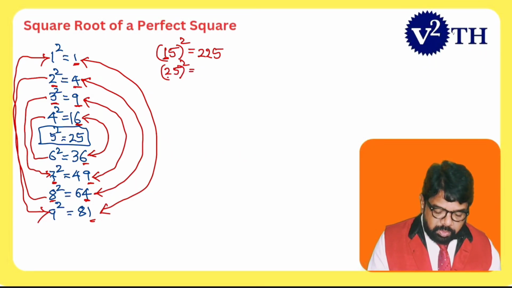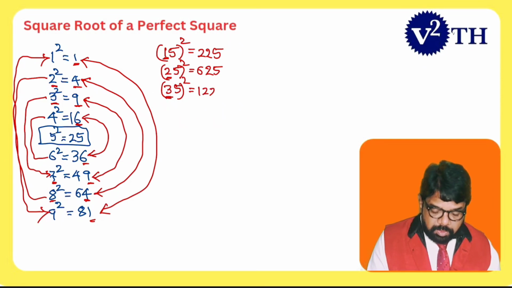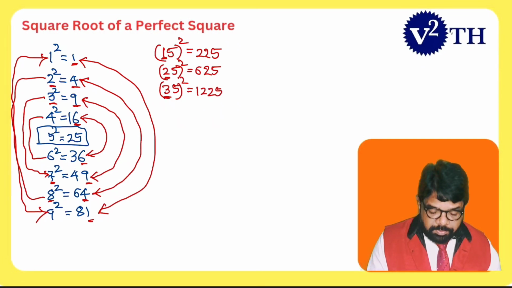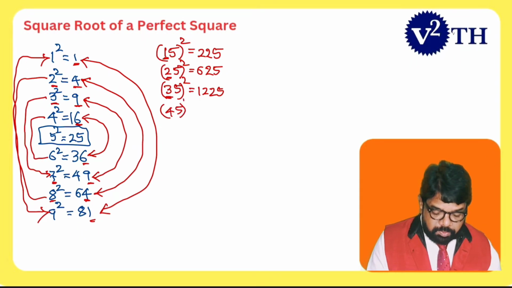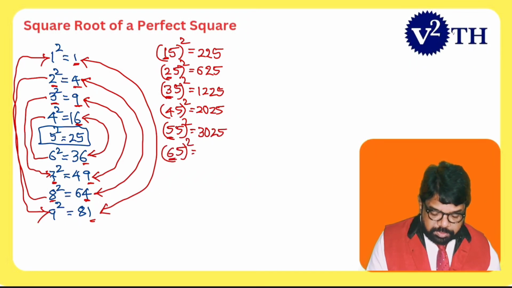Now similarly, 25 square. Here 2 is there, the next number is 3. 2 into 3 is 6. 625 it is. Similarly 35 square. Now 3 is there, 3 into 4 is 12. 1225 it is. Now similarly 45 square. 4 is there, 4 into 5, 2025. Now 55 square. Here 5 is there, multiply the next number 6, 5 into 6, 3025. Now 65 square. 6 into 7 is 42, so 4225. Similarly 75 square.